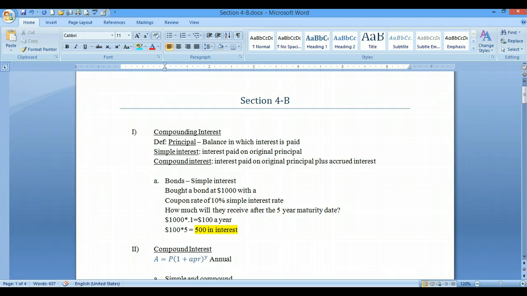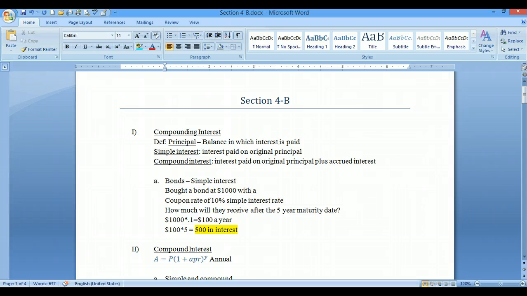Principal is the balance on which your interest is paid. This can change according to what time frame you're looking at. So do you want your principal to be at the very beginning of when you invested, or maybe it's a couple of years down the road and you want to start afresh? And so the principal is the balance on which you pay your interest.